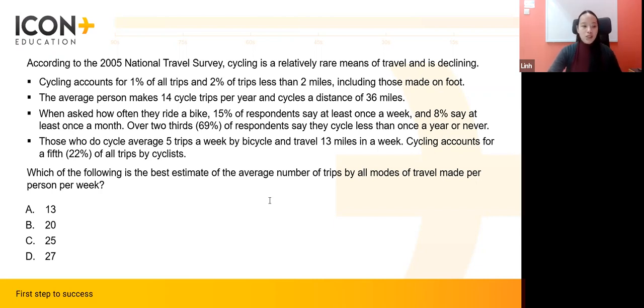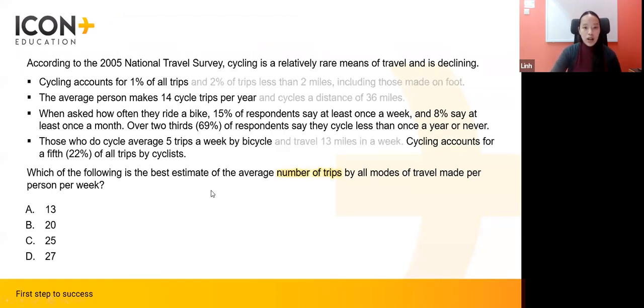Okay, so for this question, the first challenge is to look through all of this information and identify what you actually need to use, because this is way more information than you would need for one single question. So find the stuff that is important and ignore everything else for now. This question is asking about the average number of trips. So anything that doesn't talk about the number of trips, anything that talks about distance, like the number of miles, you can safely ignore.